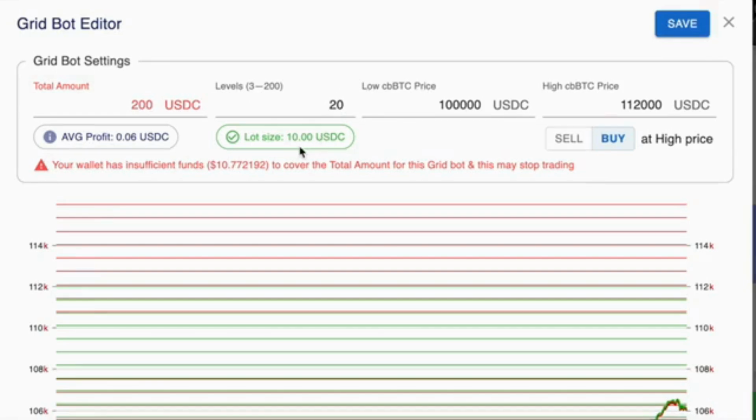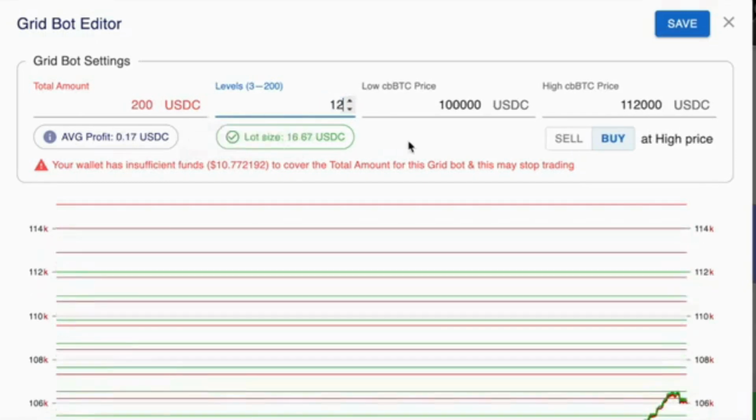Now, the problem is $10 is a small amount, because if you look here, Jonny Blockchain gives you what the average profit will be, and that will be 6 cents. Now, if you were to change this grid to 12, that means that there's a price difference of $1,000 between each grid line. And it also means that your profit has gone up from that 6 cents to 17 cents.